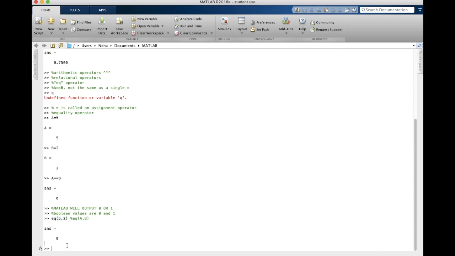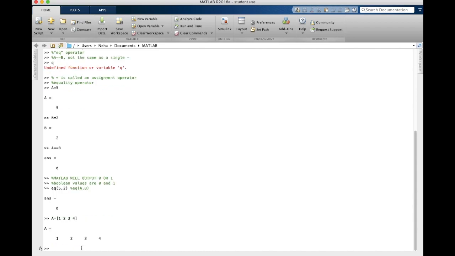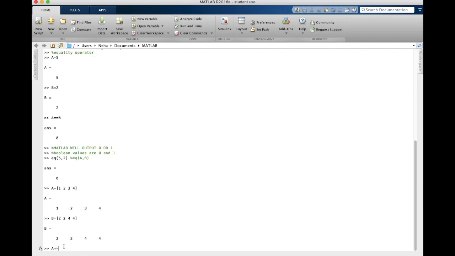We can also compare sets of numbers. So for example, if I have a set of numbers 1, 2, 3, and 4 for A, then I have 2, 2, 4, 4 for B. So now if I do A equals B, MATLAB is going to compare the two sets of numbers. But how does it compare a set of numbers with one another? It will actually compare the first value in both sets, then the second value in both sets, and so on. So it's trying to see if these numbers are equal to each other. And if they are, MATLAB will give you a true statement in the output, and that will be a 1.